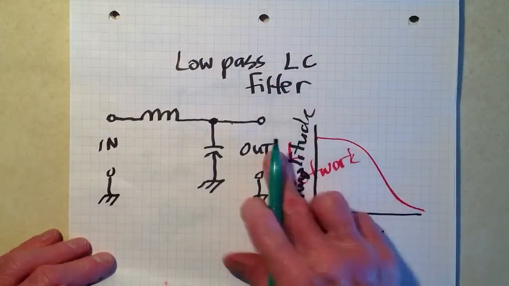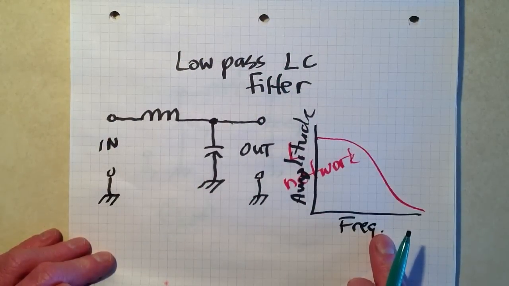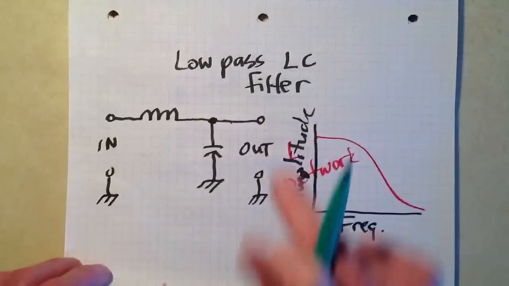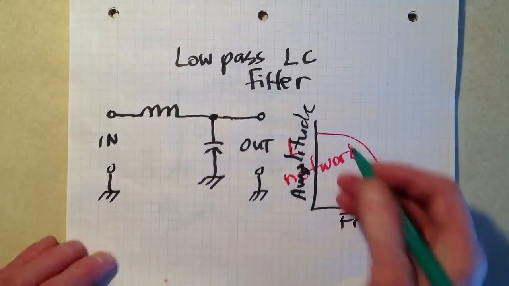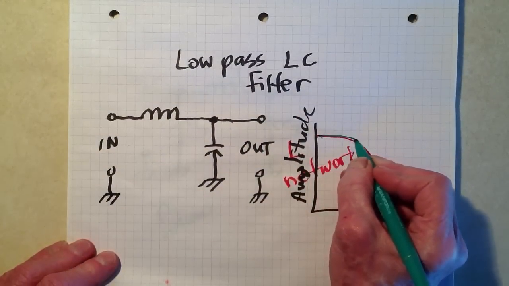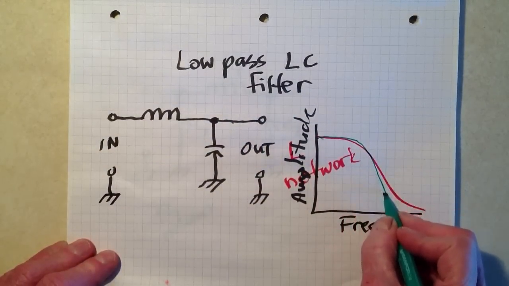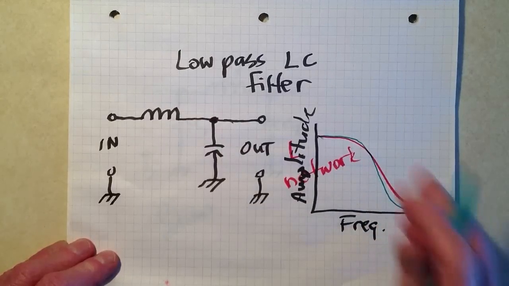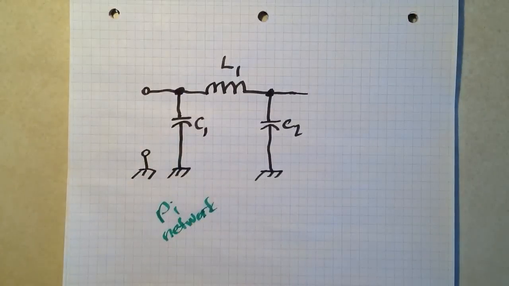Okay. Well, if we graph amplitude versus frequency for this configuration versus that one, we're going to get a sharper cutoff. And that's the advantage of adding that extra component. Well, we can go on.